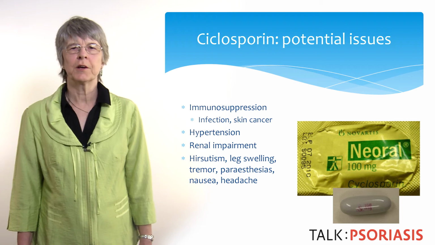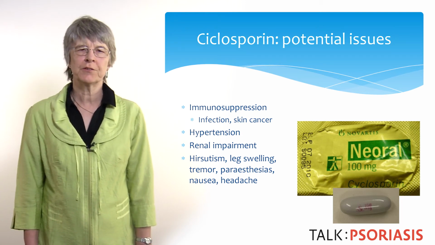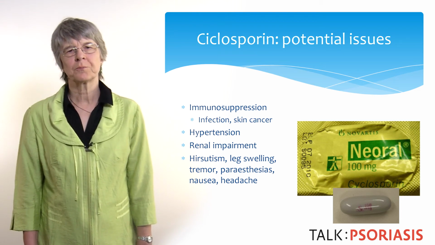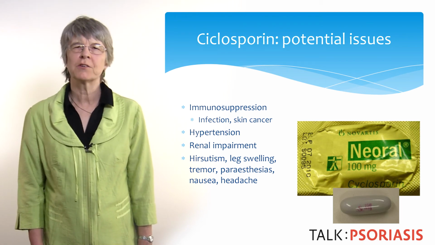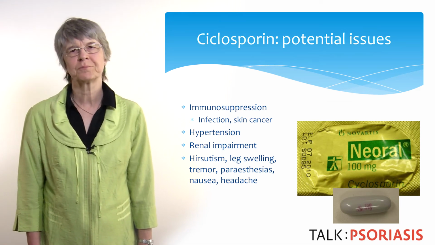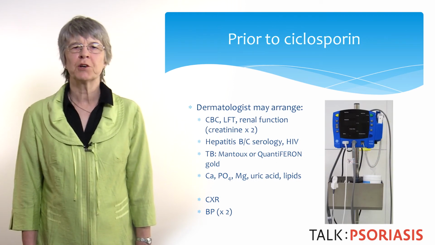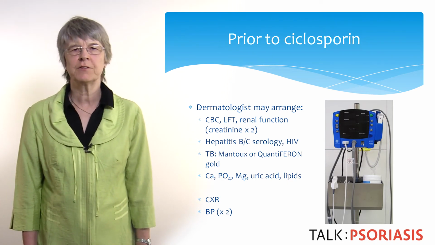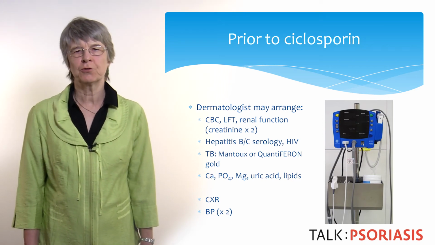Now, cyclosporin has other issues because it's also an immune suppressant, as well as treating the psoriasis. This means it can cause infections and skin cancer. It also causes hypertension and renal impairment, besides a list of side effects that are less severe, but may be bothersome to the patient. We particularly want to know the renal function and blood pressure, but also we're going to check the hepatitis serology, HIV serology, and whether there's any risk of tuberculosis in a patient on treatment.